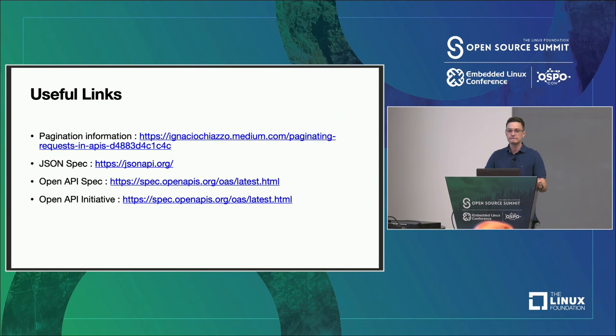Yeah? So it seems like pagination in general would be kind of racy, because the data set might change while somebody is slowly paging through. So are there some strategies to avoid that?